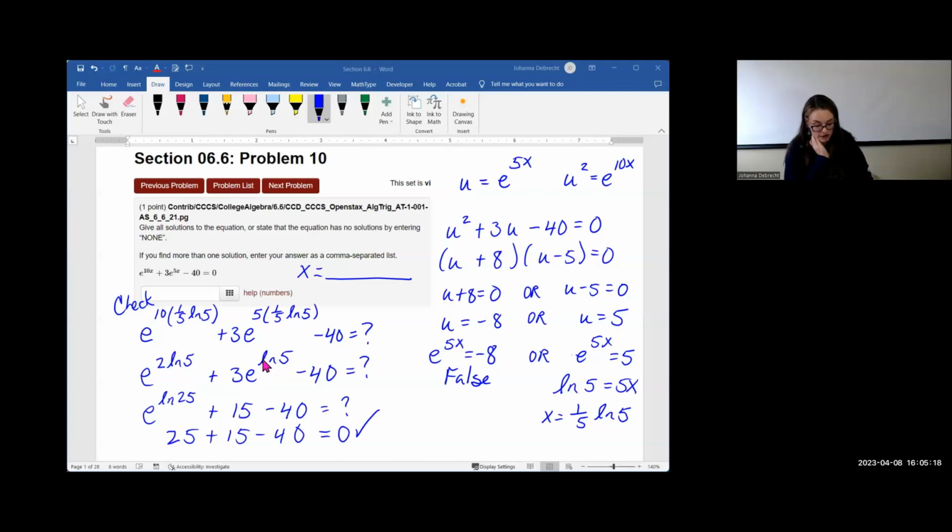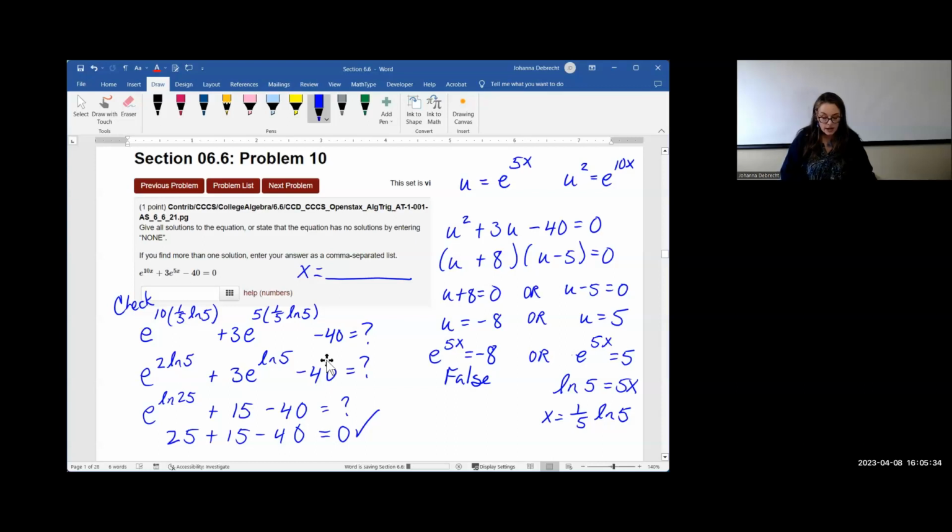So the natural log and the e are side by side, which gives me 3 times 5 or 15. 25 plus 15 is 40, and 40 minus 40 gives us 0. So the solution does, in fact, work in this particular problem.